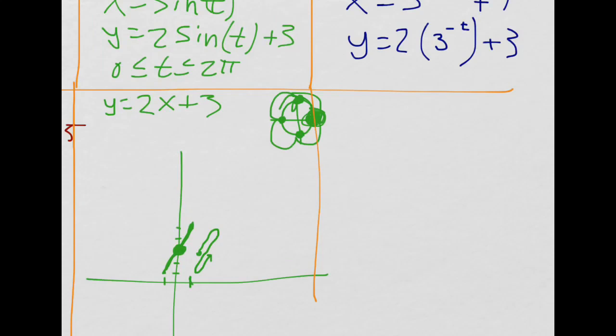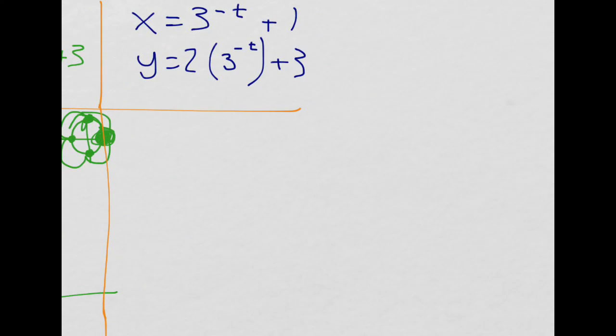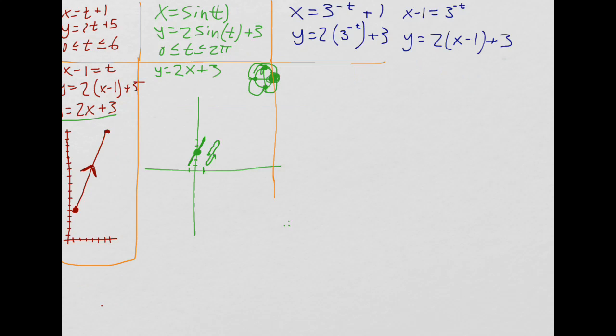Alright, let's do this last one now. Again, it might look scary because it's all exponential and stuff, but let's just eliminate the parameter. So solve that top equation for something that you can substitute in. I'm going to solve it as x minus 1 equals 3 to the negative t, and so y is going to equal 2 times x minus 1 plus 3.